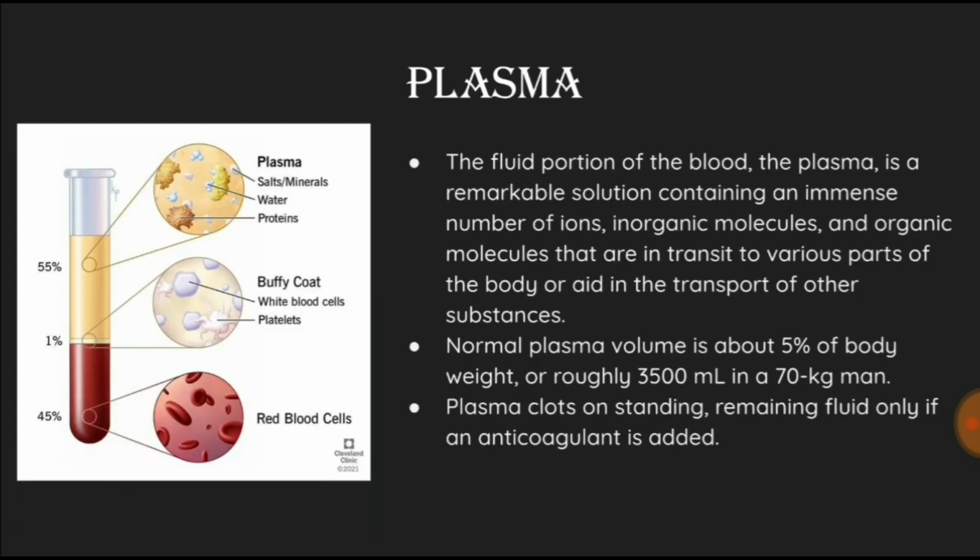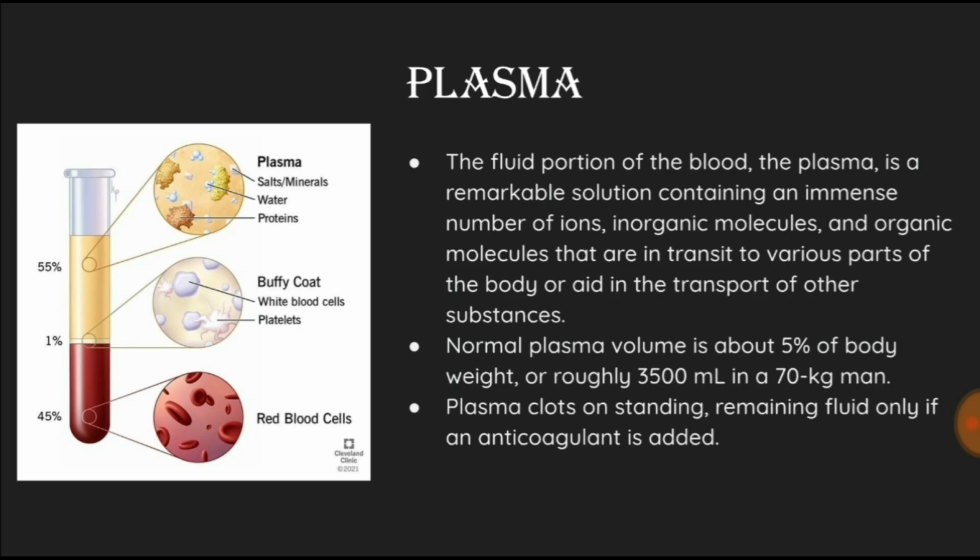Moving to the next topic, which is about plasma, the fluid portion of the blood. So how does plasma look? You can see in the diagram there is a yellow colored fluid which consists of plasma, salts, minerals, water and proteins inside it. This plasma is the fluid portion of the blood and makes up the majority of the blood, about 55%.